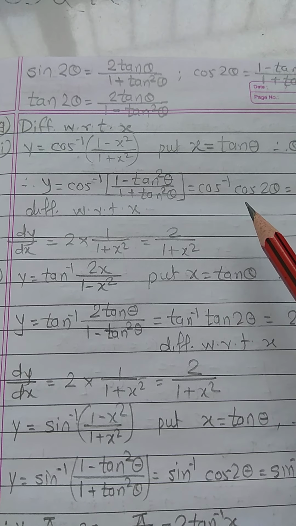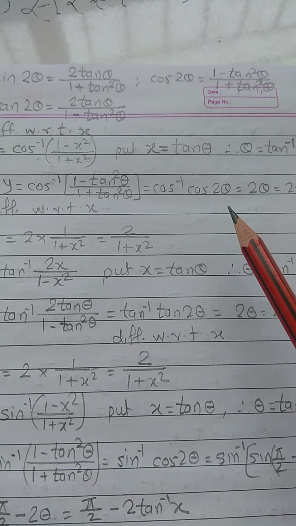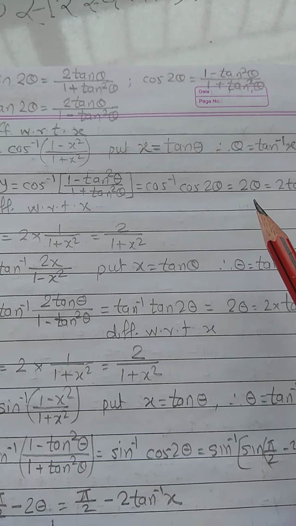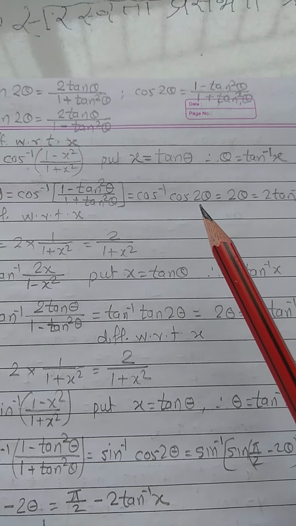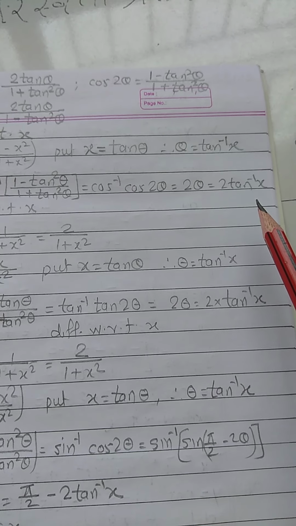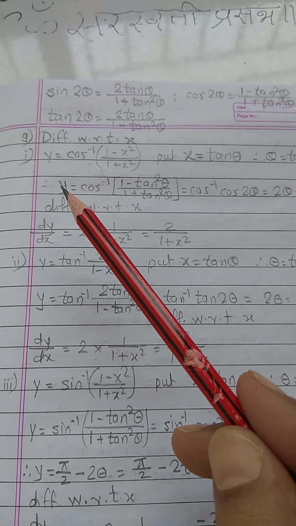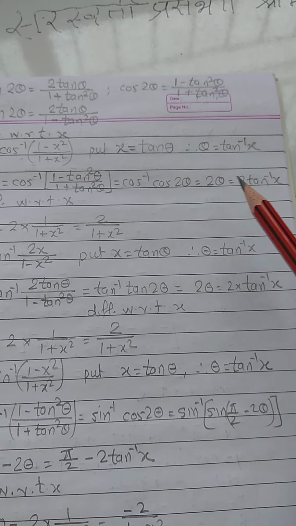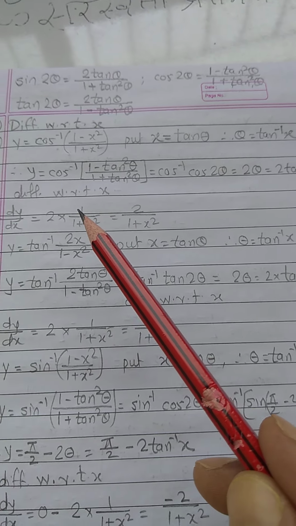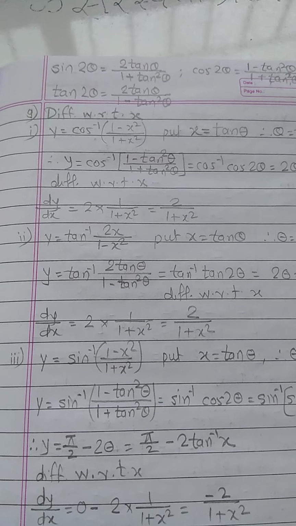That is cos⁻¹ of this (1 − tan²θ)/(1 + tan²θ), which will give you cos of 2θ. Now cos⁻¹ of cos of A will give you A only. Therefore cos⁻¹ of cos 2θ is 2θ here. Theta is tan⁻¹ of x. Now differentiating with respect to x, we have dy/dx, the constant 2 as it is. Derivative of tan⁻¹ x is 1/(1 + x²). So the final answer is 2/(1 + x²).